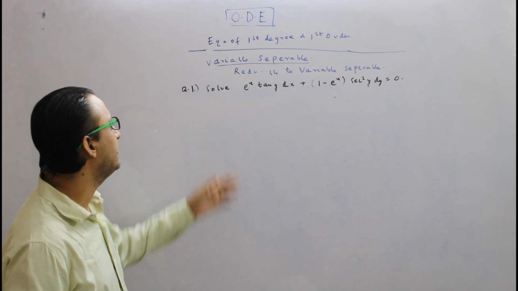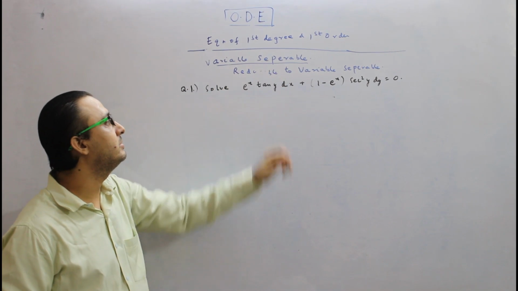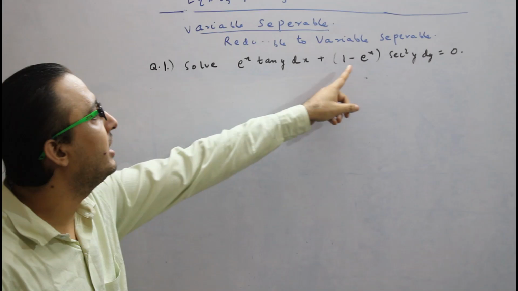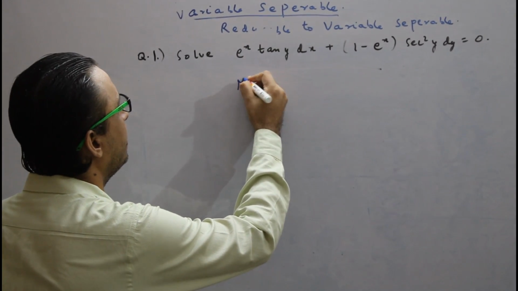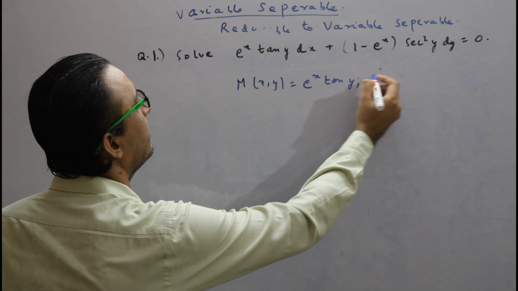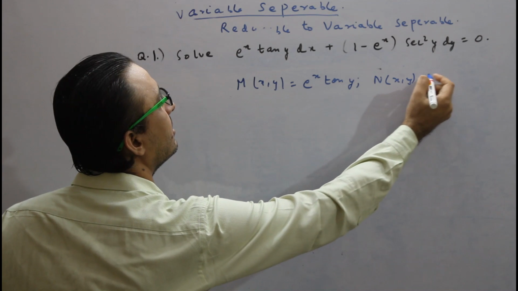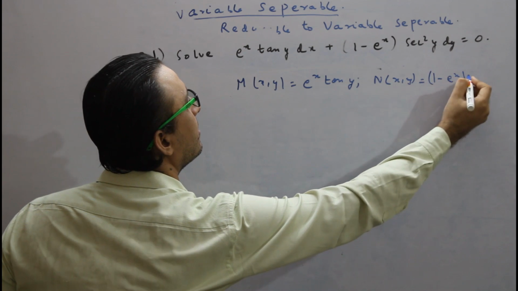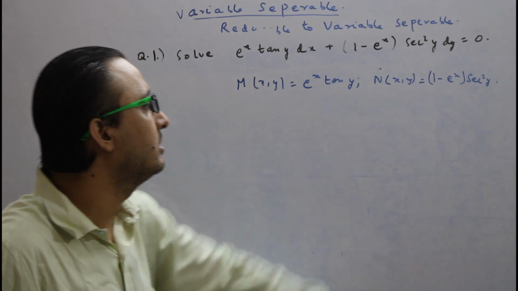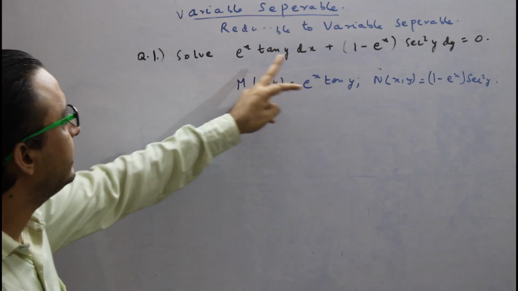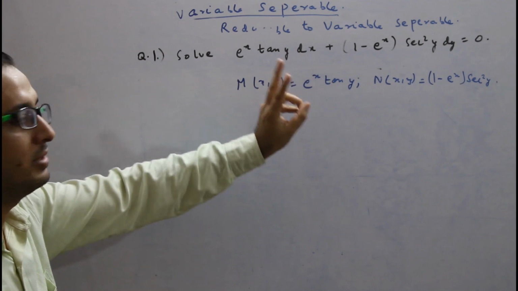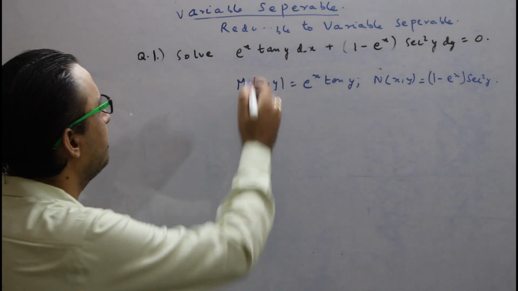Okay, so now we are going to take the first question of variable separable. So we can see here M of x and N of x. If we compare, here we are having M of x, y is equal to e to the power x tan y, and N of x, y is equal to this 1 minus e to the power x square y. So here we can see that all these functions of x and y can be separated with the respective derivatives, differentials.